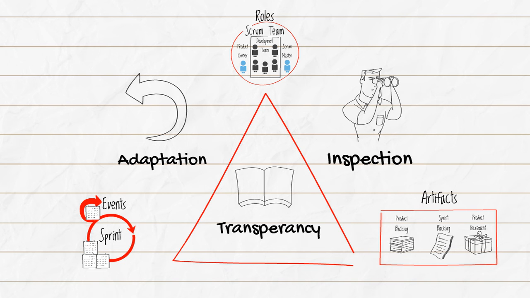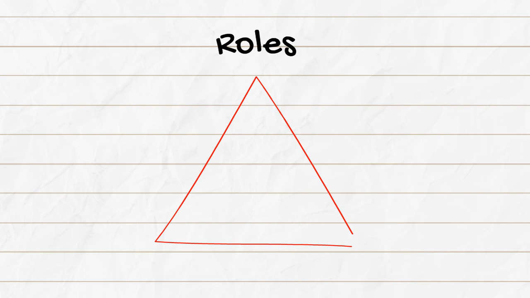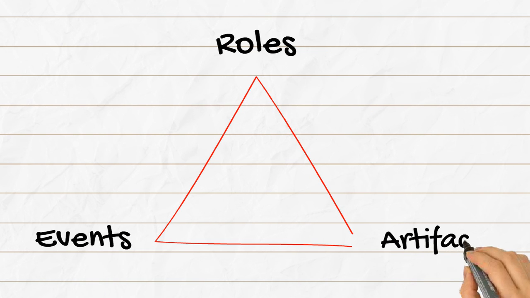To summarize, Scrum is a lightweight framework made up of roles, events, and artifacts. It is simple to understand. However, since it relies on empirical process control to address complex adaptive problems, it is difficult to master.